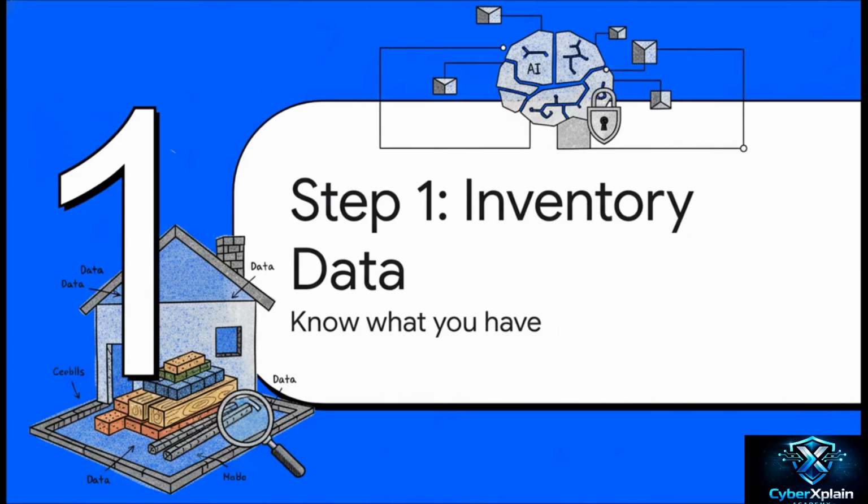All right, so step 1. It all starts here. You've got to inventory your data. I mean, it's just common sense, isn't it? You wouldn't build a house without knowing what kind of wood you're using, or if the foundation is solid. Well, it's the exact same idea with AI. You absolutely have to know what you're working with before you even start thinking about building a model.